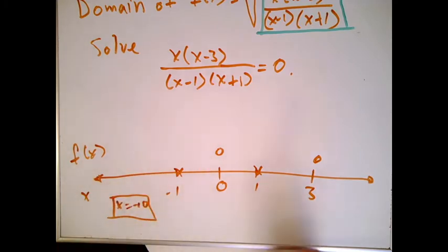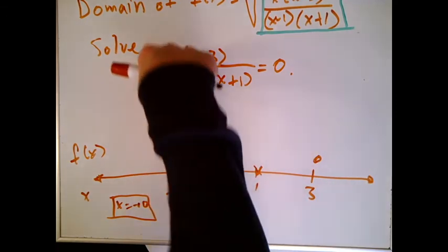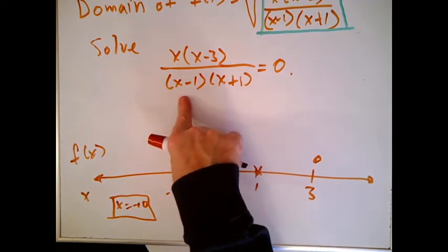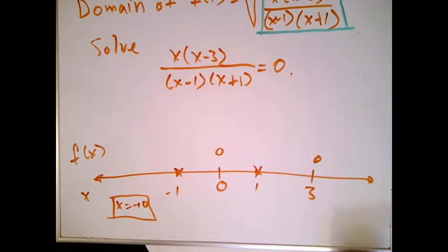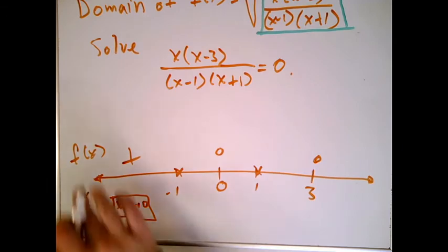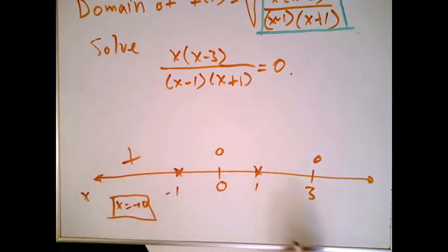We try to put test values in boxes. If I put a -10 on top, I get -10 times -13, so I get a positive answer. On the bottom I get something like -11 times -9, that's also a positive answer. That says when I plug -10 into my function, not my original function, right? I shouldn't do this. Just the thing inside the square root, I get plus.